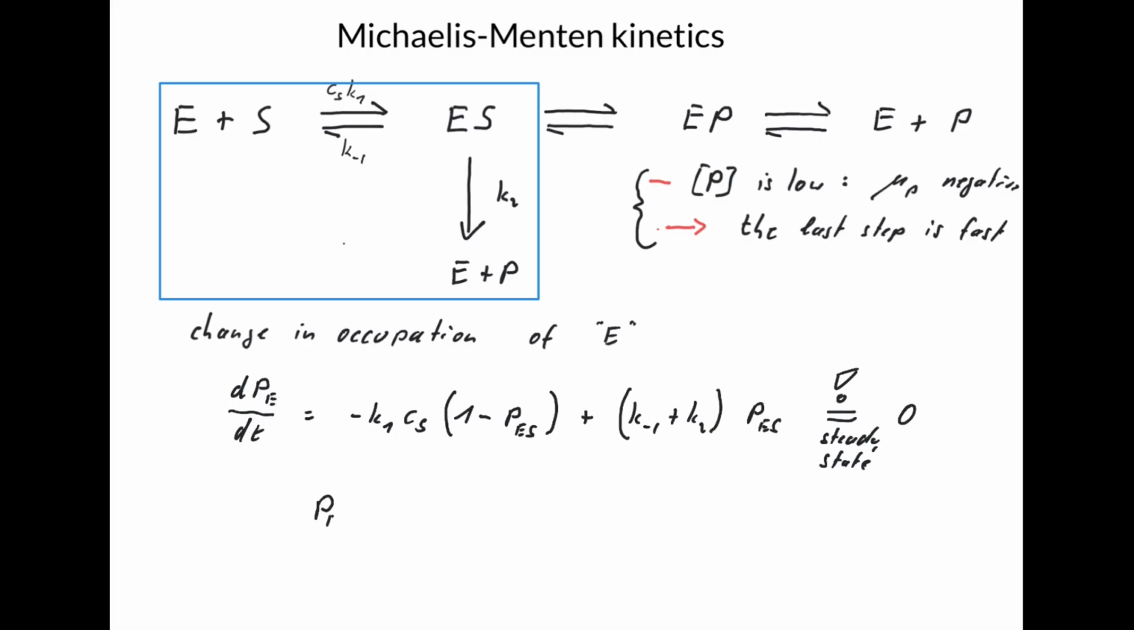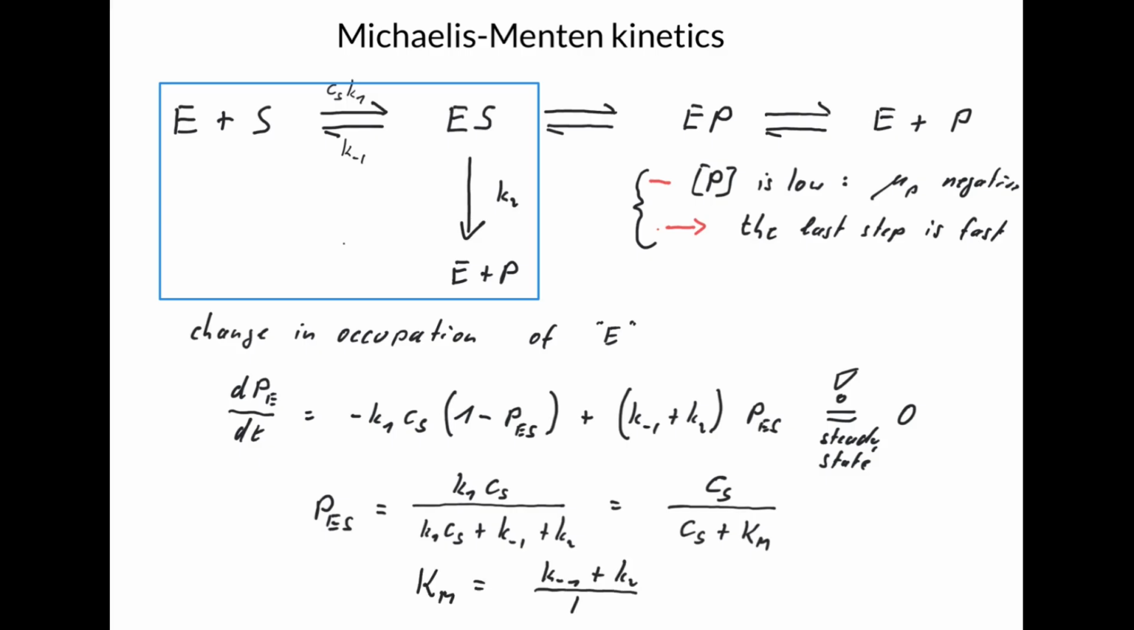So we simply can now solve for the probability PES that the enzyme has bound a substrate, and we come to the solution that this is given by K1 times the concentration of the substrate divided by K1 times the substrate plus K minus 1 plus K2, which typically is summarized into the Michaelis-Menten equation: concentration of the substrate divided by concentration of the substrate plus Km, where Km is the Michaelis-Menten constant, K minus 1 plus K2 divided by K1.